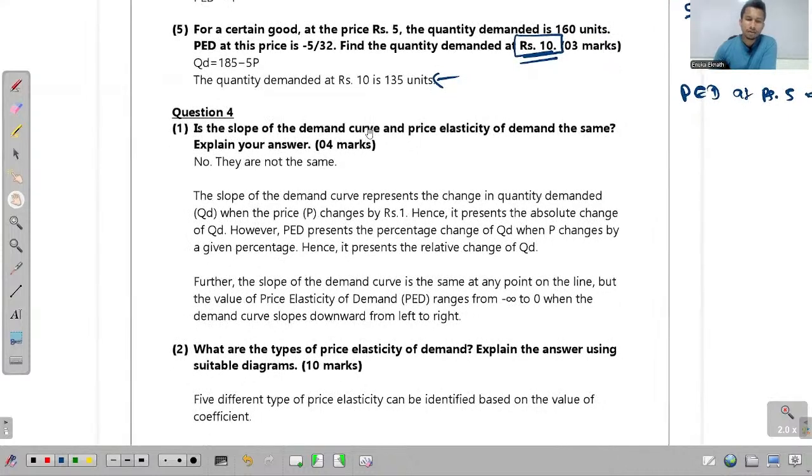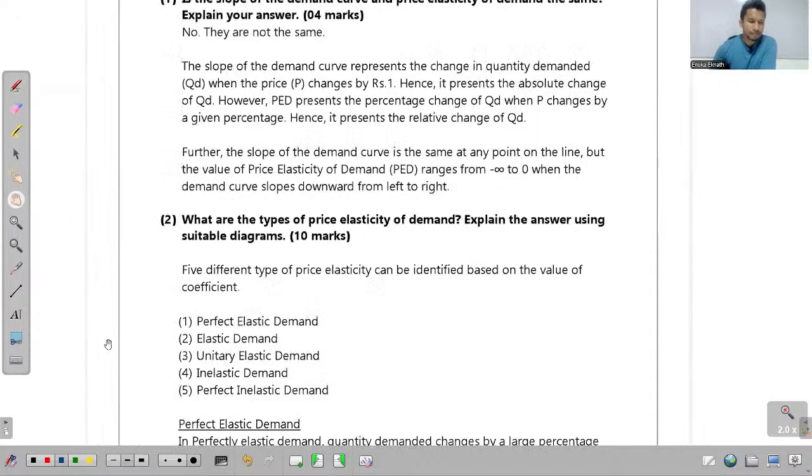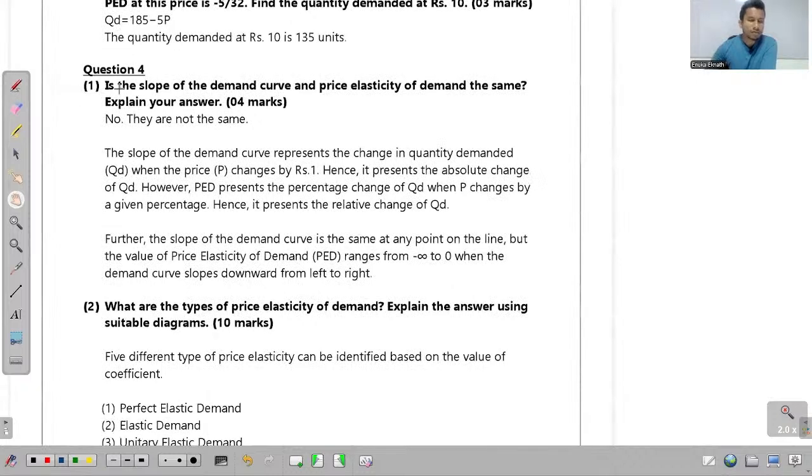Question 4, part 1. Is the slope of the demand curve and the price elasticity of demand the same? Explain your answer. Okay, so there are two different concepts here. On one side, we have the slope of the demand curve, and on the other side, we have the price elasticity of demand. So those are the two concepts that we need to compare.